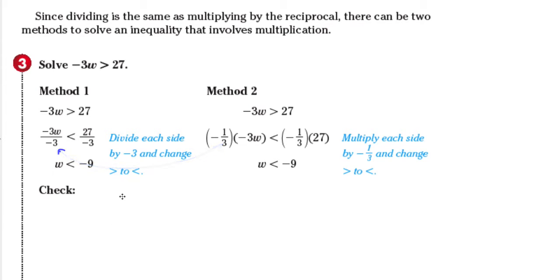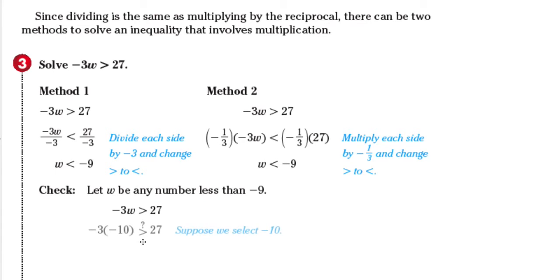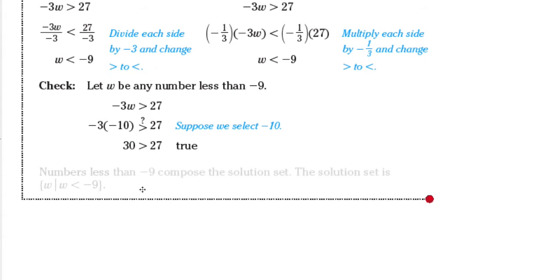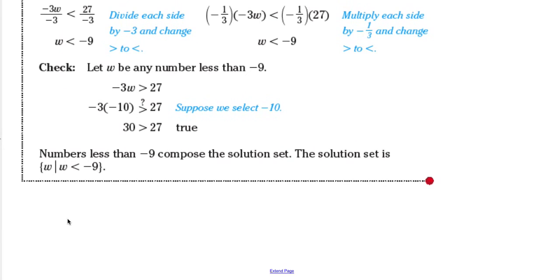Checking our inequality, we want to find a value that's less than negative 9. So let w be any number less than negative 9. Negative 3w greater than 27 is our inequality, and the value that we chose to be less than negative 9 would be negative 10. So let's see if negative 3 times negative 10 is greater than 27, and it is true. Using set builder notation, numbers less than negative 9 compose the solution set. The solution set is w such that w is less than negative 9. Let's take a look at example number 4.